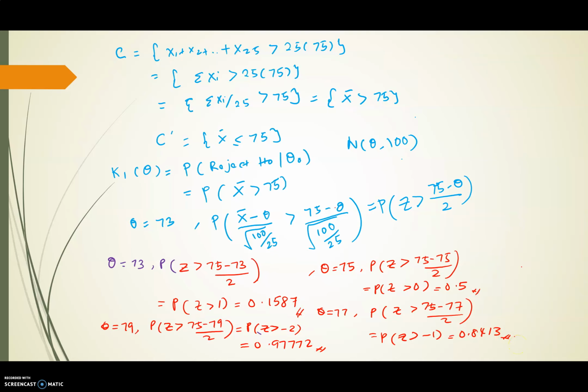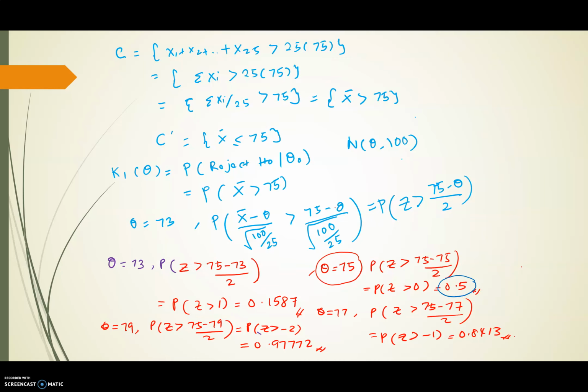Okay, back to our question. If the parameter theta is given before, this is theta equals 75. So if we check at theta equals 75, we will have a probability of 0.5.